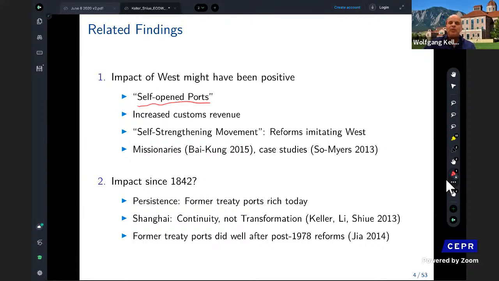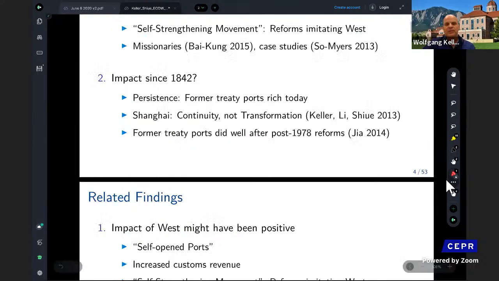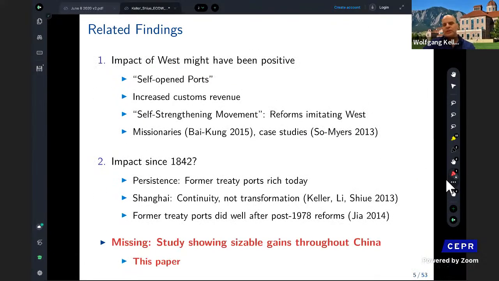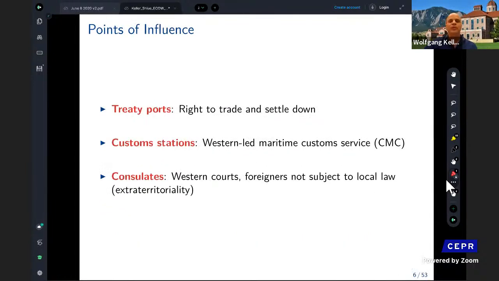But the big picture really here is that there's no study that exists right now that shows sizable gains throughout China, and so that's our finding. That's the plan of what we're trying to do in the next couple of minutes. So the points of influence, we're going to focus on three types of influence points.